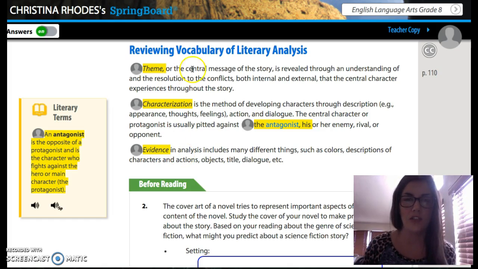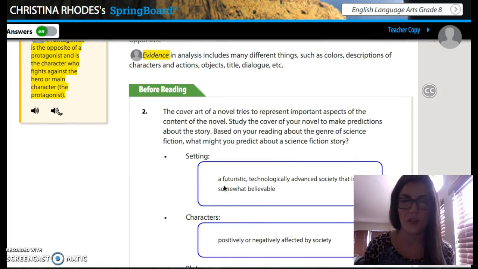So I would like you to read these with your shoulder partner for a couple minutes, and then we are going to go over what we're doing during the reading.